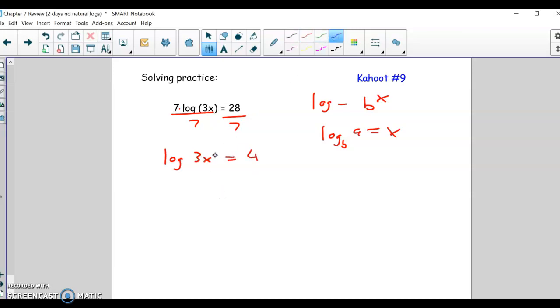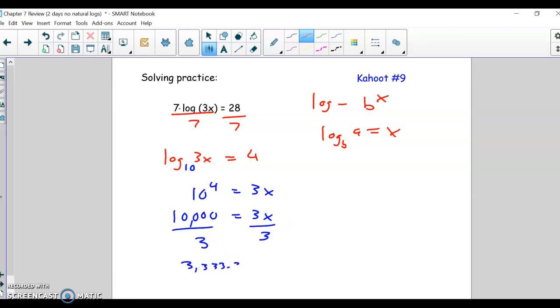And if it helps, you put the base in. Remember, if there's nothing written here, it's base 10. So now we're going to switch it. I'm going to do base 10, exponent 4 equals 3x. And now I'm pretty much done. 10 to the 4th is just 1 with 4 zeros. And then divide by 3. And so we get 3,333.3 repeating. And that's our value for x. So that one we had to isolate the log and then switch forms. So on any solve-one with a log, you've got to switch the forms.